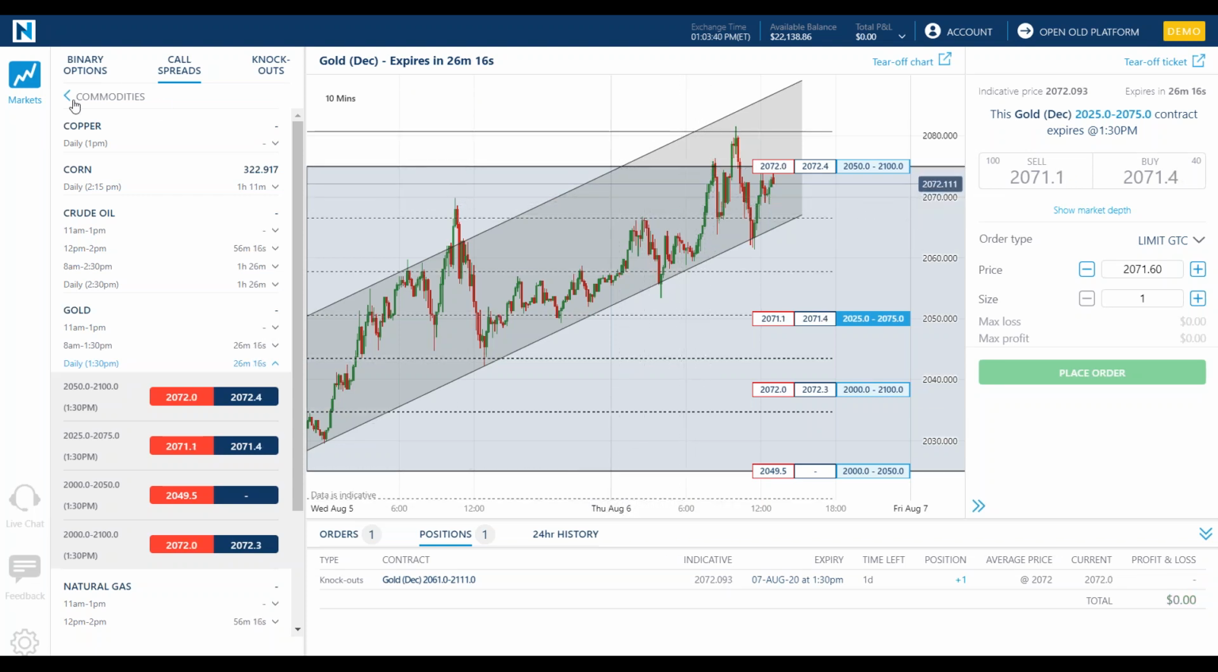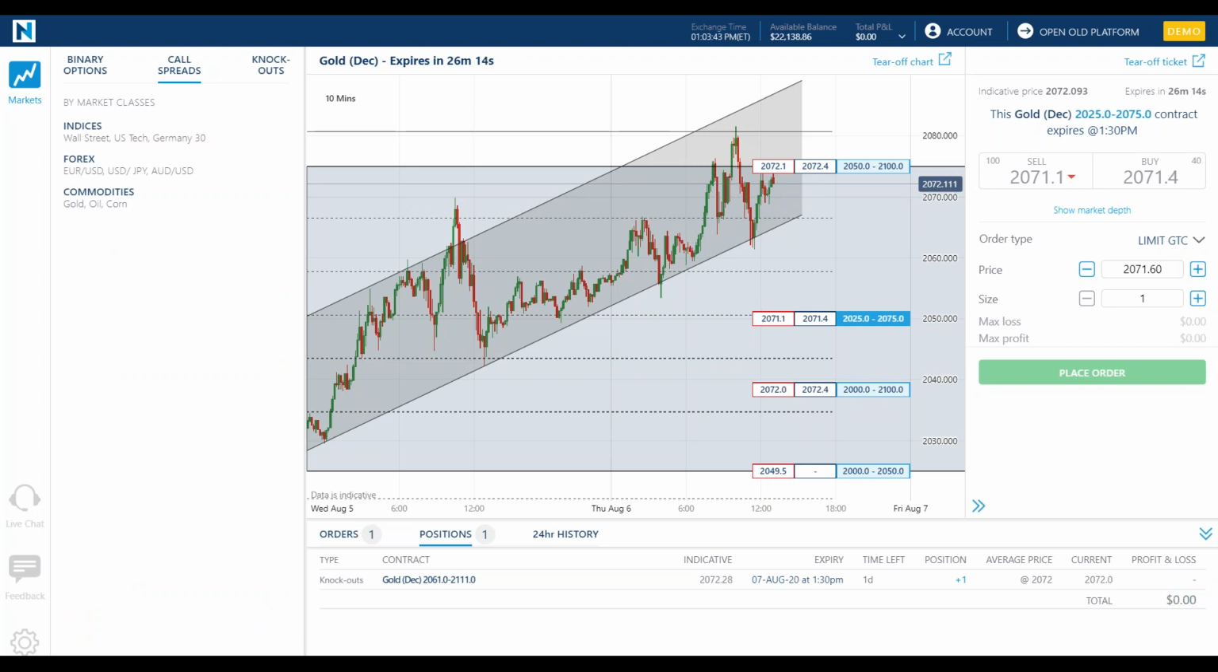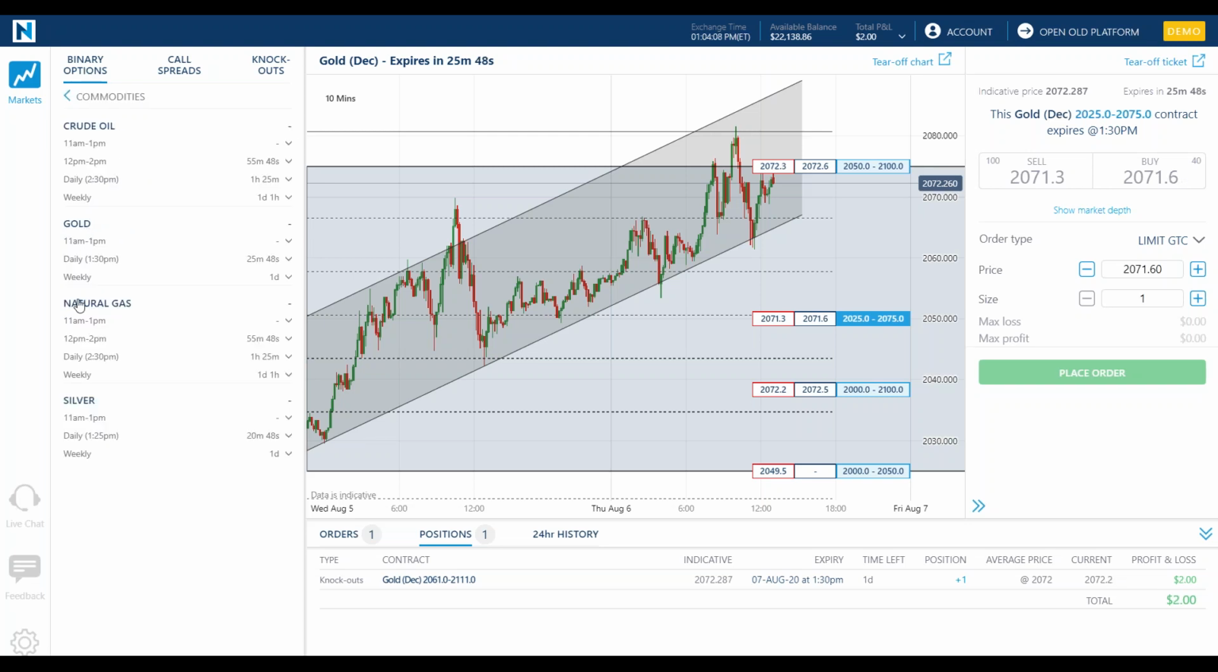All right, now I want to jump over to binary options. Now, binary options are our most popular product. People love to trade binary options, but they're priced a little differently than knockouts and call spreads. While a knockout is a Delta One product, binary options is either a yes or a no, and it's worth either 0 or 100.